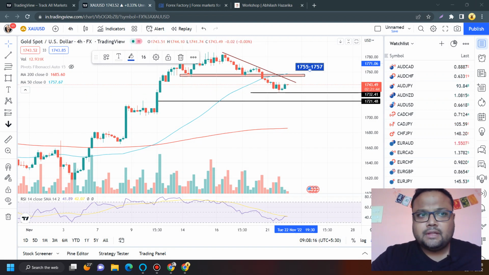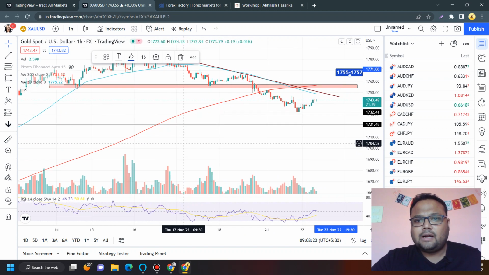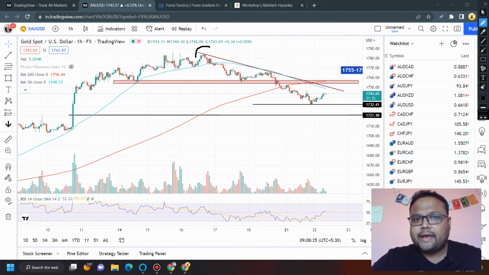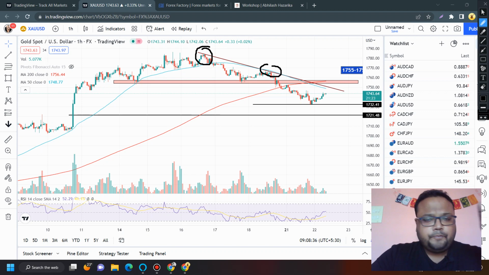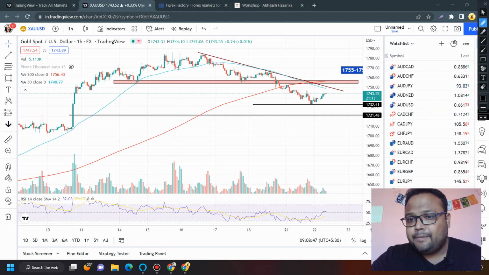Apart from these two levels, if we go to the 1 hour time frame, we can see that we also have a trend line here. The market is following a trend line here, and the trend line and the 50 moving average, the blue line, is also acting as a dynamic resistance for the market. And where is the number? Okay, the number is around 1750. Around 1750 we have a dynamic resistance.